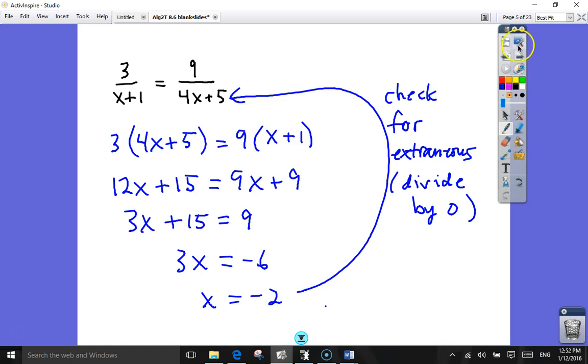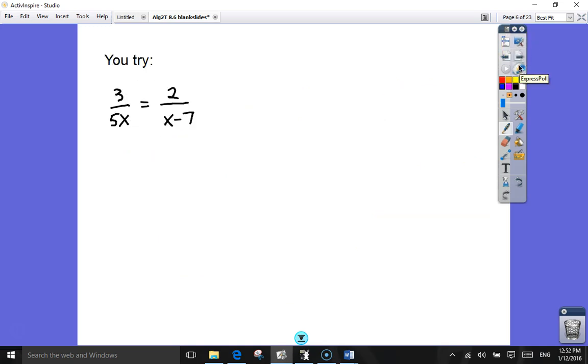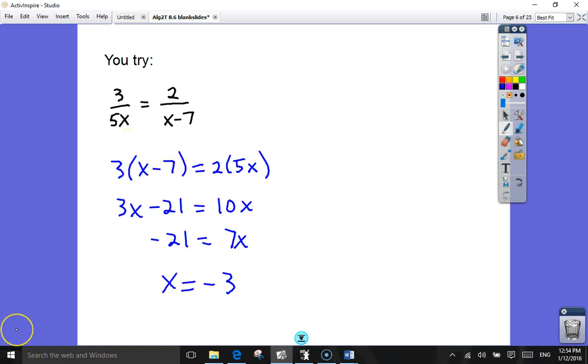Okay. So try to do the same thing with that one. So it should have been negative 3. Now, check it. Does it lead to a divide by 0 in either one of those? No. 5 times negative 3 minus 7. Neither one equals 0, so you're good to go.